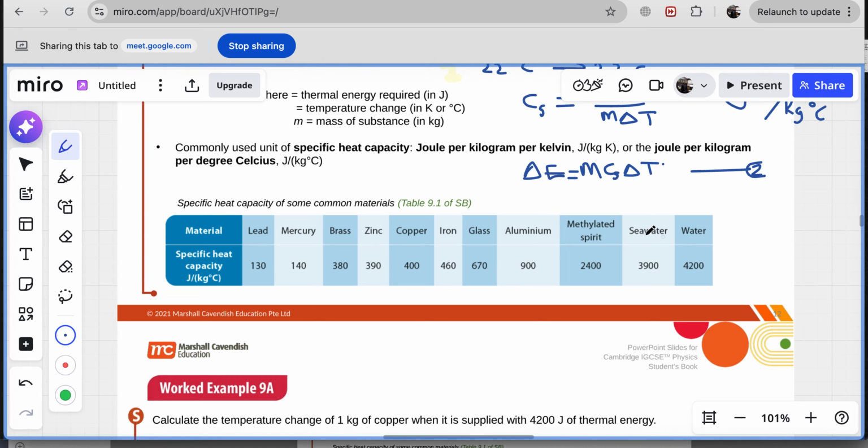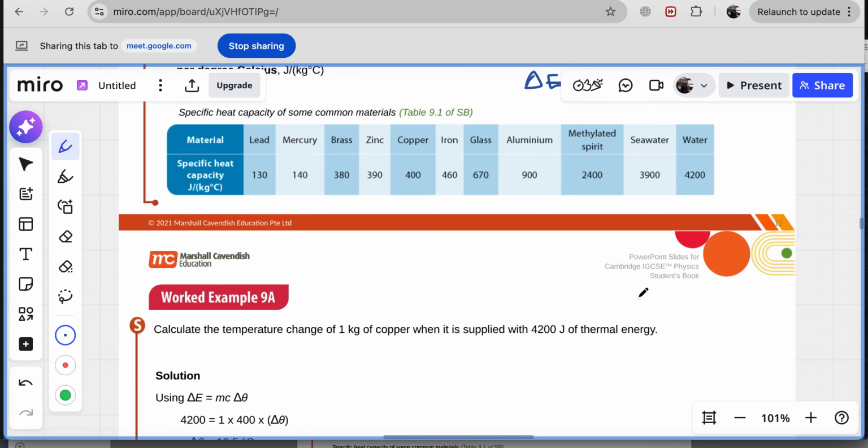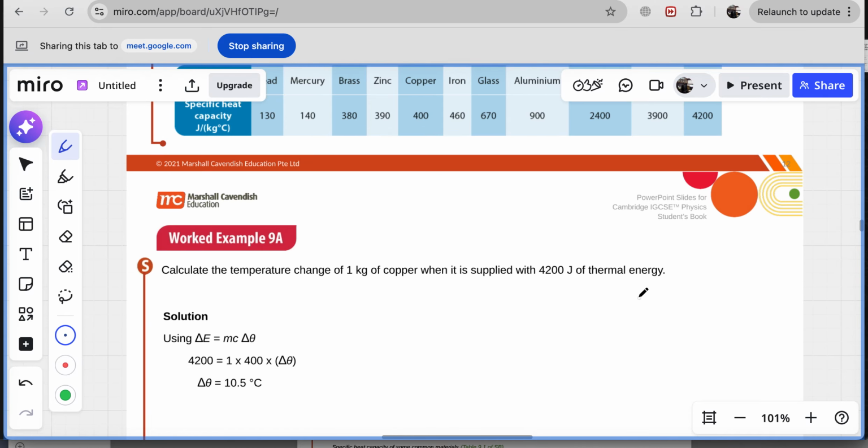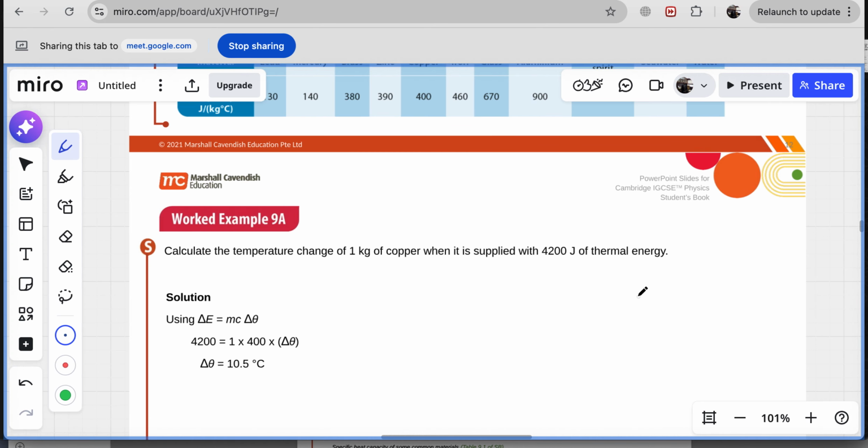Seawater is 3,900, because it contains salt. It's not pure water. Water is unbelievably high. We would not expect a liquid to have so much specific capacity, but it's the nature of what God has done. So water is 4,200, because we have found experimentally that water has a high specific capacity.